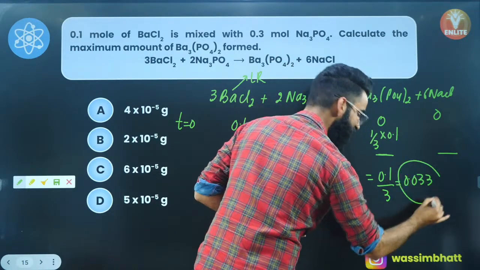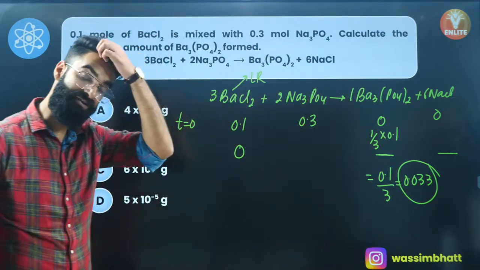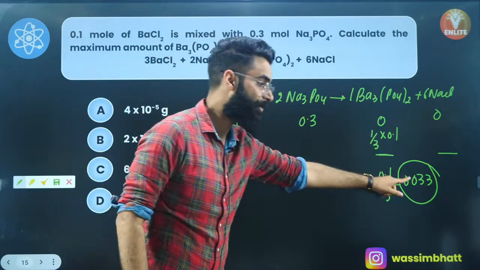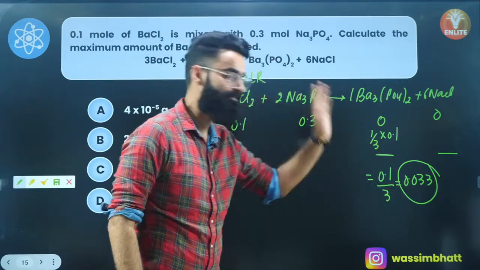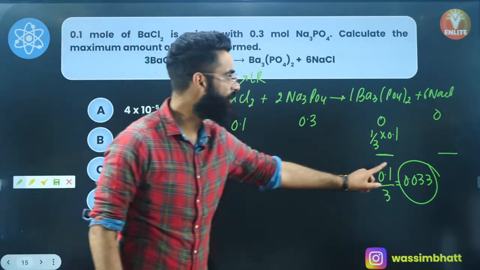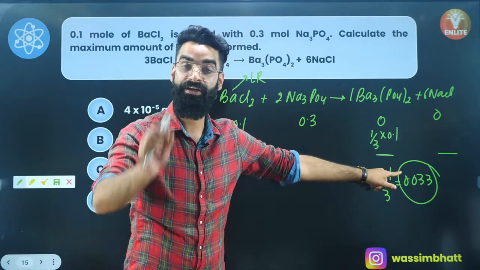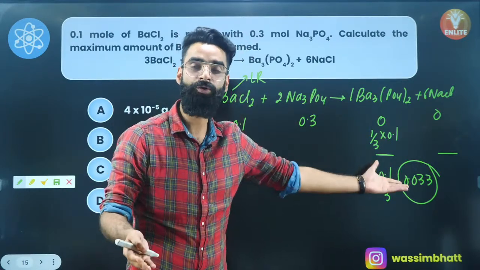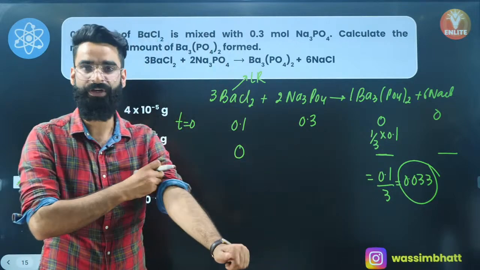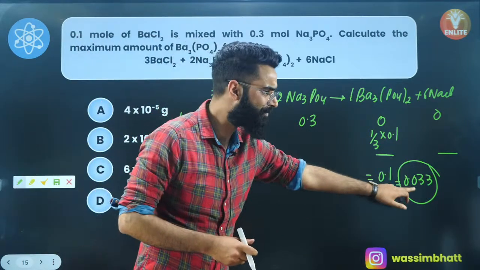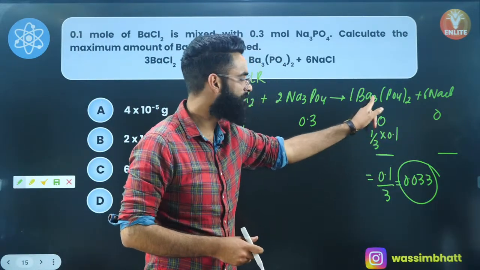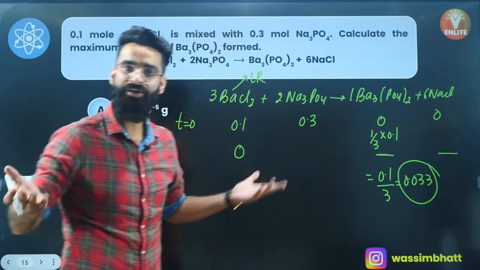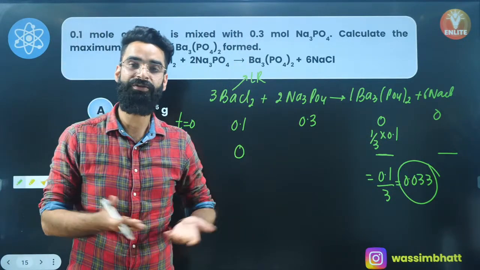So these are basically the number of moles of Ba3(PO4)2 which gets formed at the end of the reaction, right? Right, people? Now, since you got the moles of Ba3(PO4)2 formed, you just need to multiply this term by the molar mass of this substance. You'll be getting the mass of the Ba3(PO4)2 which gets formed.